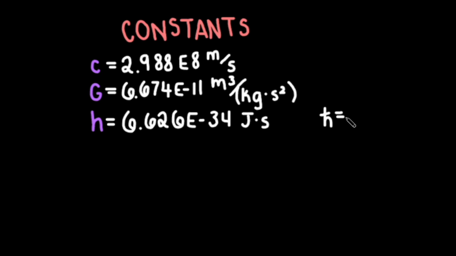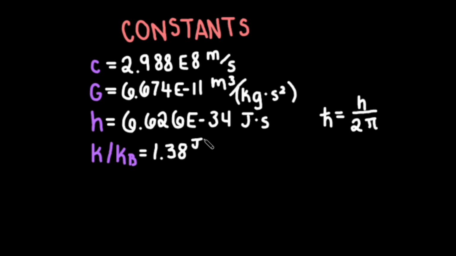Sometimes you will also see the reduced Planck's constant, h bar, which is equal to h over 2 pi. K is the Boltzmann constant, which is usually written either as K or KB, and it is 1.38 e to the negative 23rd joules per Kelvin. It can be found in the ideal gas law, PV equals NKT.